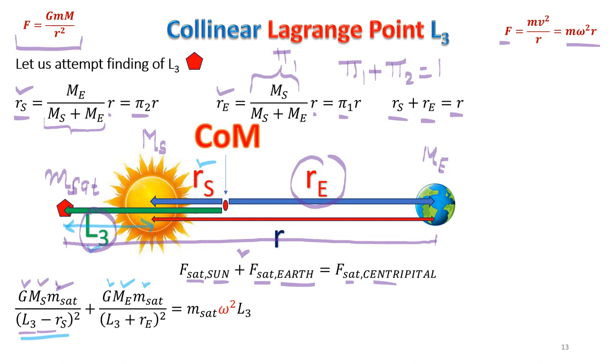This is equal to m omega square r. So mass of satellite into omega square into L3 is the distance of satellite that we are considering from center of mass. So this L3 you have to identify. I'm picking up this green color. This L3 is to be identified as this very distance.